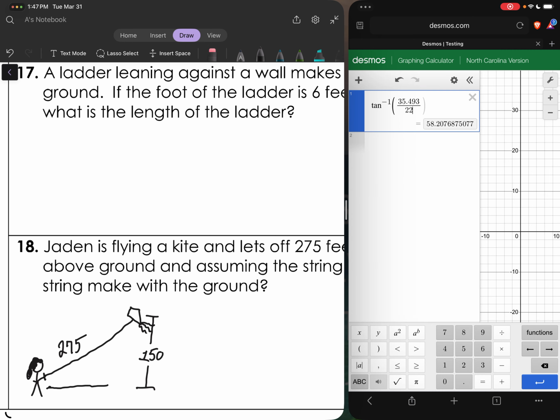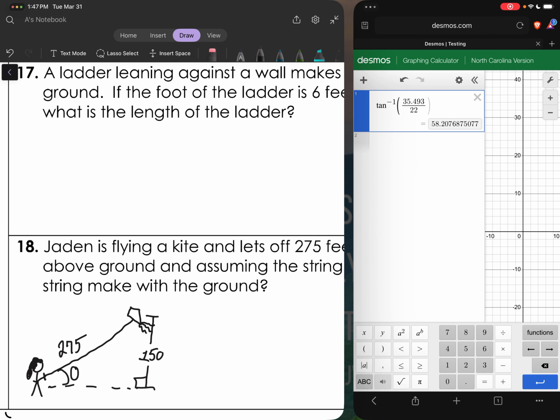So I'm going to make a dashed line here to represent the ground. Because I have 150 feet high, that is an altitude, I have a right angle. And I'm looking for what angle this makes, theta. Theta is the symbol, which is like a 0 with a line through it, for degrees or radians, but in this case, degrees, for the angle.